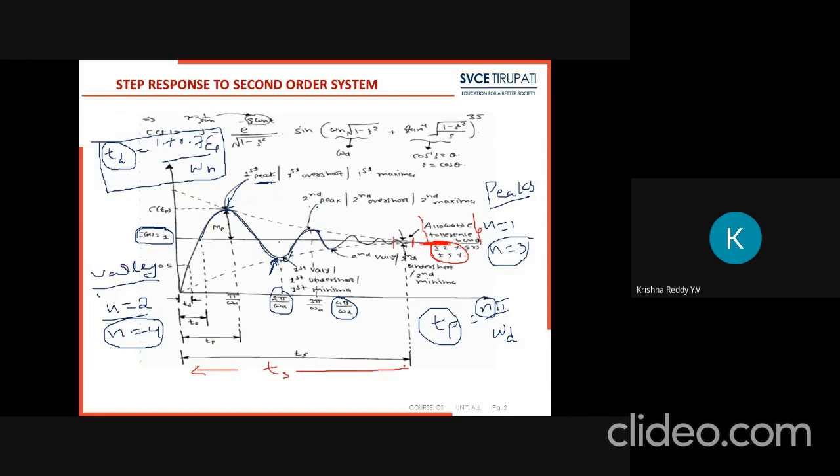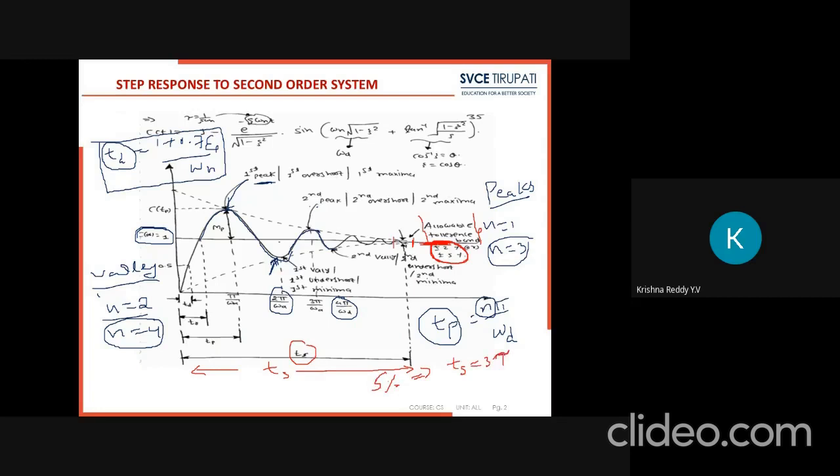Before reaching the steady state value, in order to reach the acceptance tolerance band, plus or minus 2% to plus or minus 5%, how much time we are required, that is known as settling time. The settling time can be calculated. In order to reach the 5% of error, its settling time is 3 times of tau.